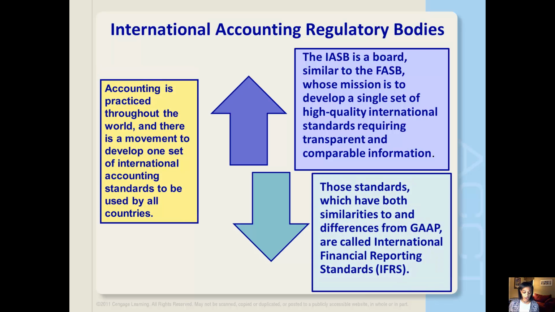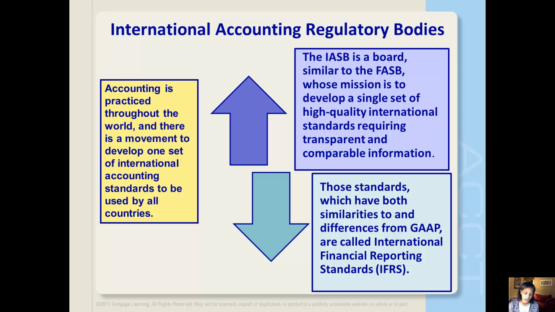Now, accounting is practiced throughout the world, and there's a movement to develop one set of international accounting standards to be used by all countries, and we call that harmonization. The International Accounting Standards Board, IASB, is a board that's similar to FASB, whose mission is to develop that single set of high-quality standards requiring transparent and comparable information. So those standards, which have both similarities and differences from GAAP, are called the International Financial Reporting Standards, IFRS.